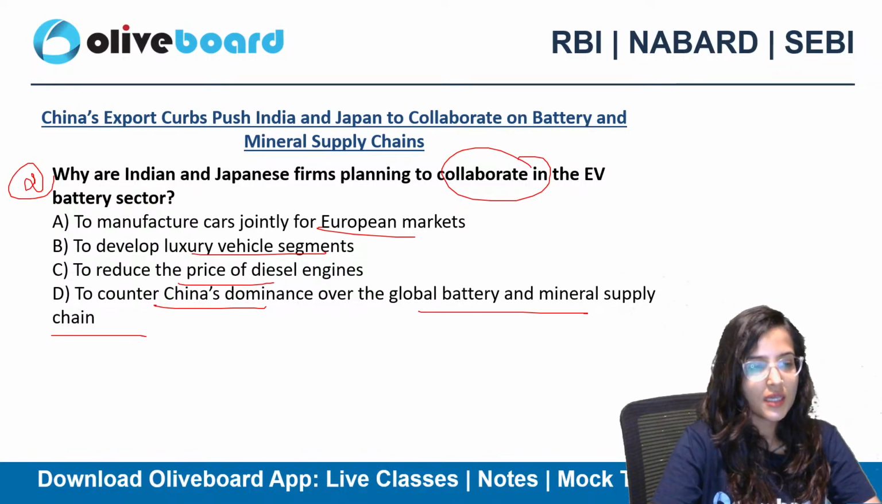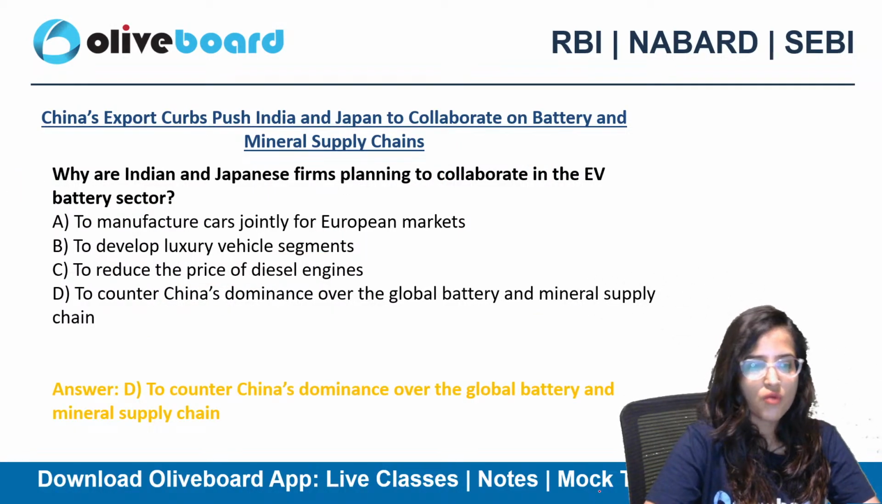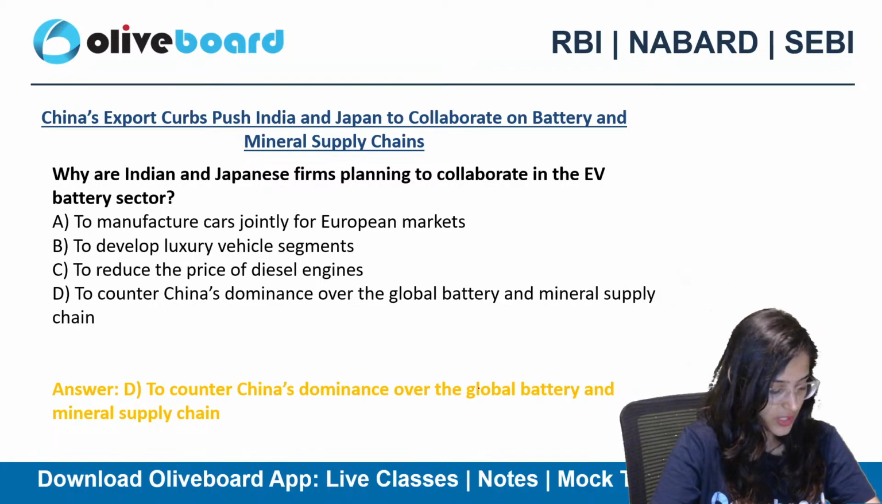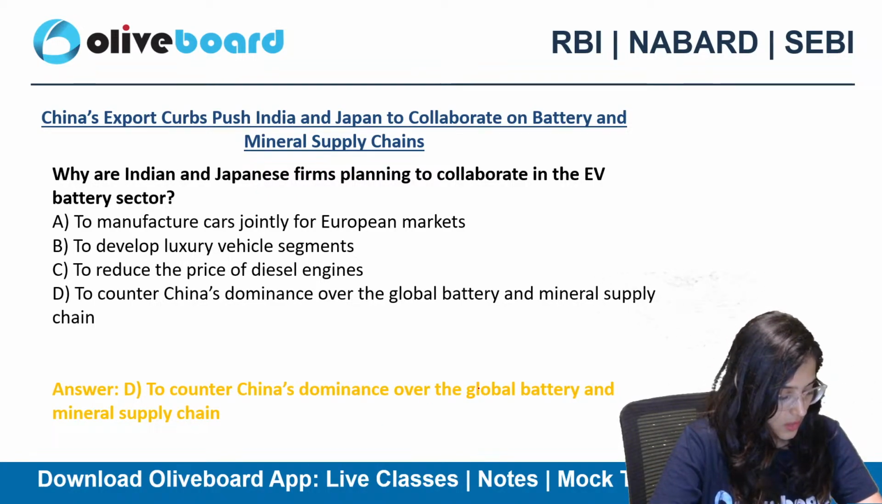So all of you are saying D, and that is absolutely correct, to counter China's dominance over the global battery and mineral supply chain. Absolutely correct. Very good, Indraneel, Aryan, Chetan, Bhakti, Rahul, Parkhi.